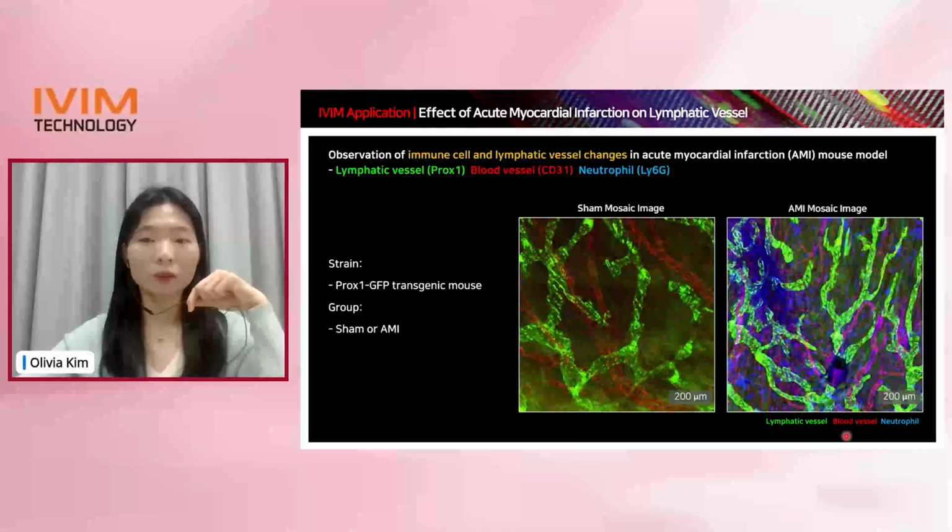Lymphatic vessels in the infarction model appear thinner, particularly in regions with high neutrophil accumulation. Based on these observations, we suggest that the increase in immune cells in the heart following infarction is not solely due to changes in the blood vessels or blood flow, but may also be associated with alterations in lymphatic vessels, potentially leading to impaired immune cell clearance.